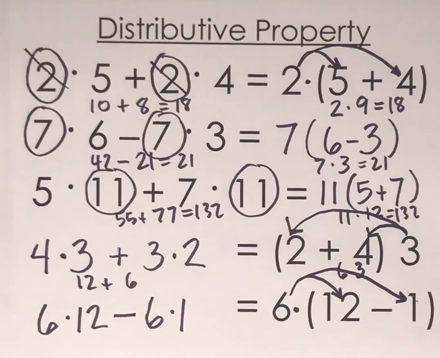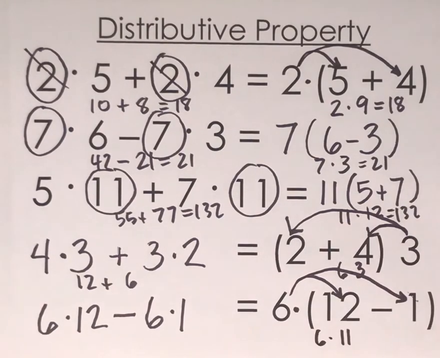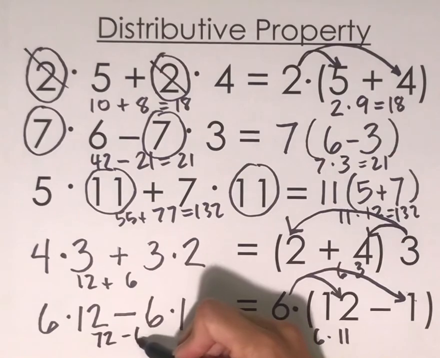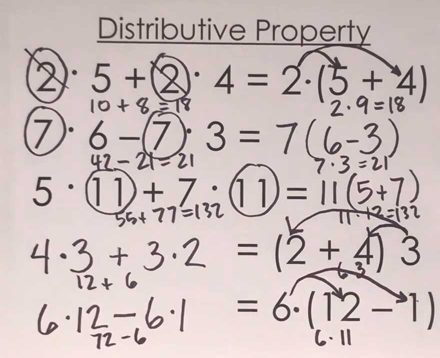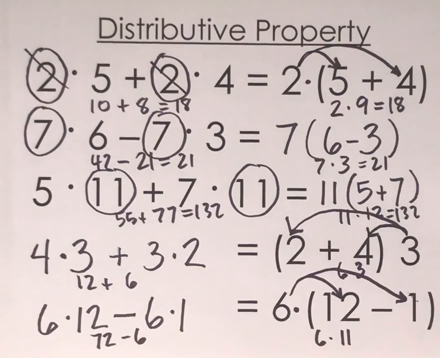Let's check the value. 12 minus 1 is 11. 11 times 6 is 66. So let's check that we have 66 over here. So I have 12 times 6 is 72 minus 6, and that is also 66. So those are equal to each other. Okay, and that's how we do the distributive property.